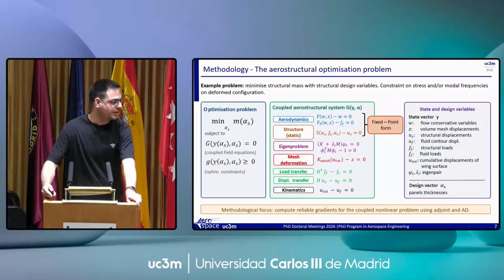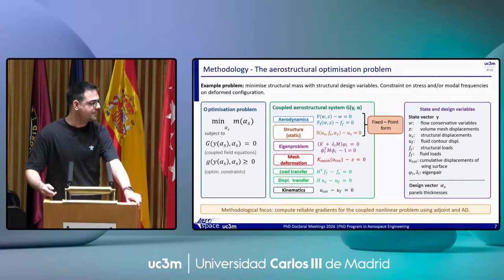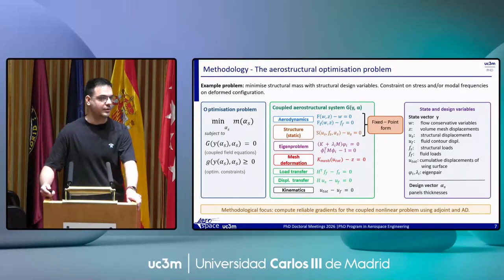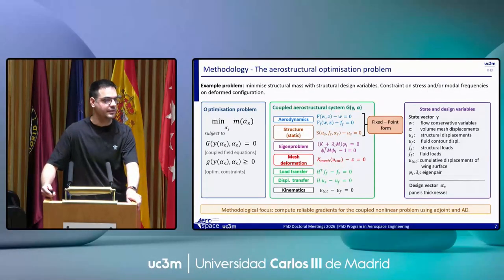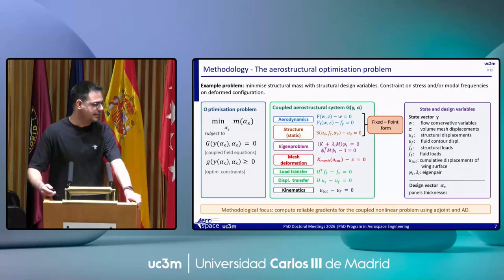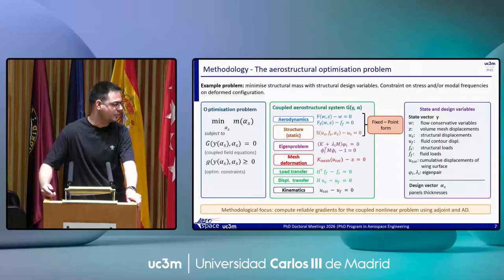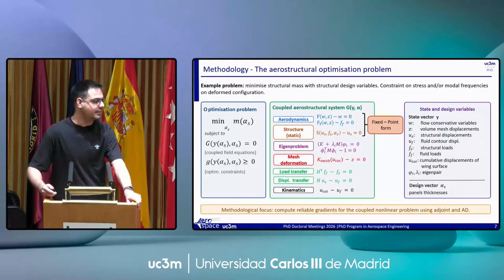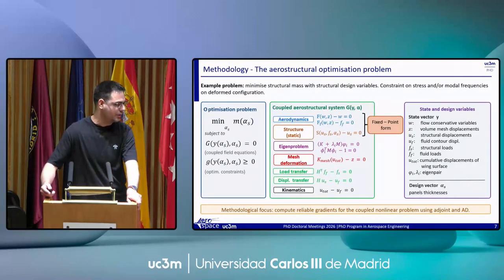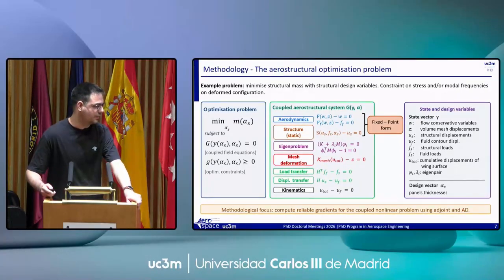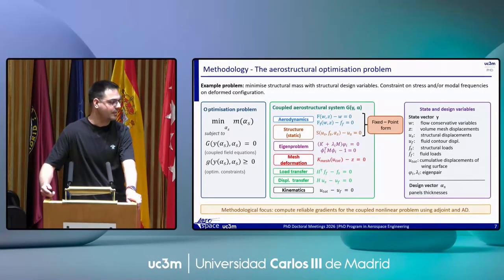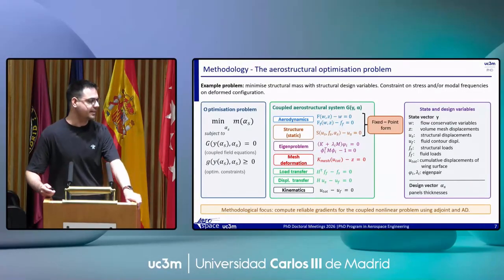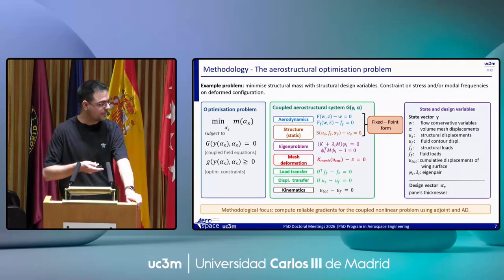To illustrate the methodology, we can focus on a mass minimization problem. The constraint is the satisfaction of the coupled aerostructural system, whose equations are denoted by capital G. And then there is a set of optimization constraints, small g, which can be, for example, stress and modal constraints. So in the coupled system, apart from the aerodynamic equations and the structural static equation, we also have the eigenvalue problem, the mesh deformation problem, and the scheme for the transmission of loads and displacements between the two meshes.